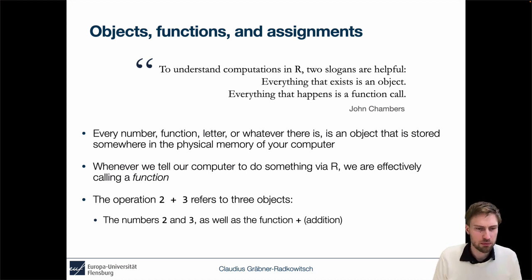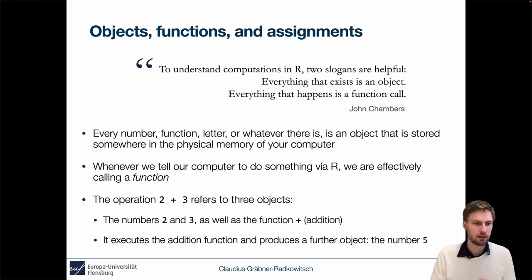Now, when we effectuate the operation 2 plus 3, we are actually doing something. We're adding up numbers. And that already gives us a hint that a function is involved. And the function in this case is the function addition. The code then obviously executes the addition function and produces a further object, the number 5. So once this operation actually gets effectuated, another object emerges, and that is the result of this computation, namely the number 5.